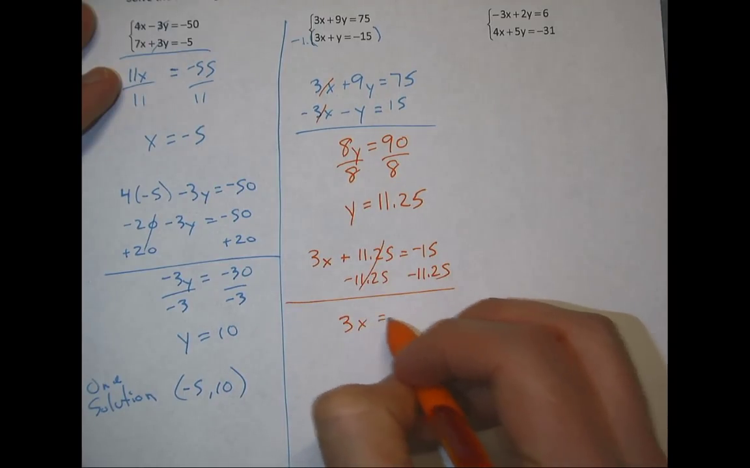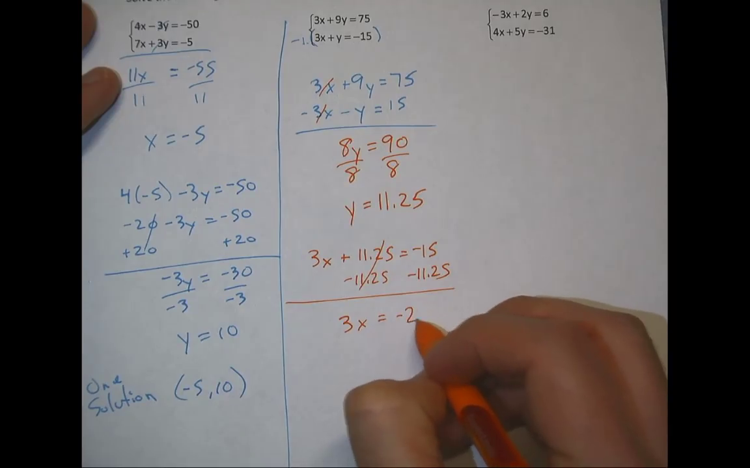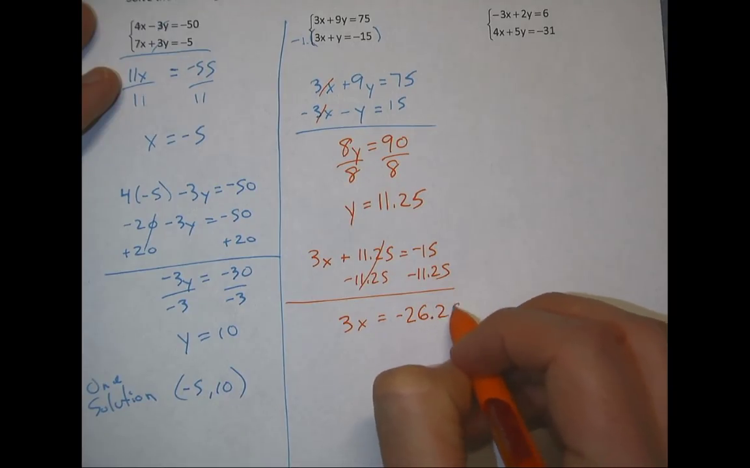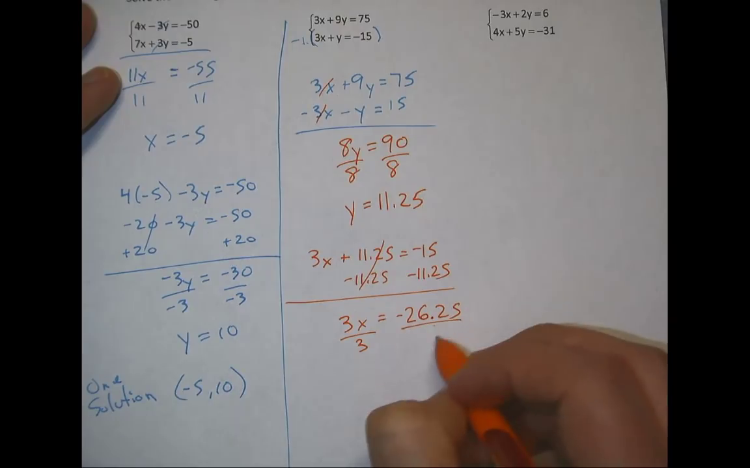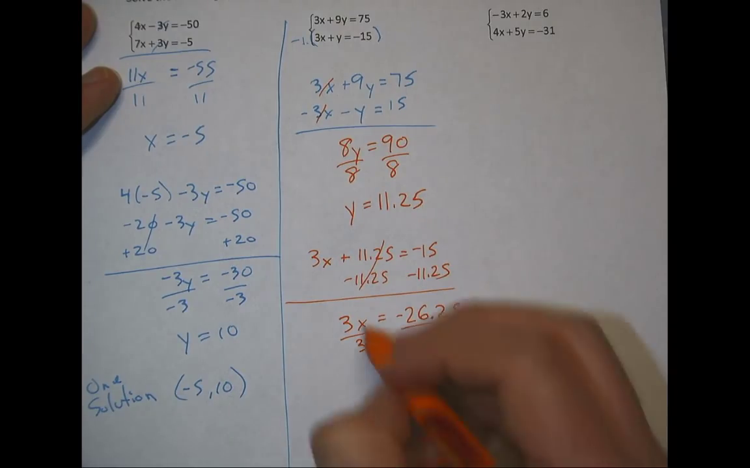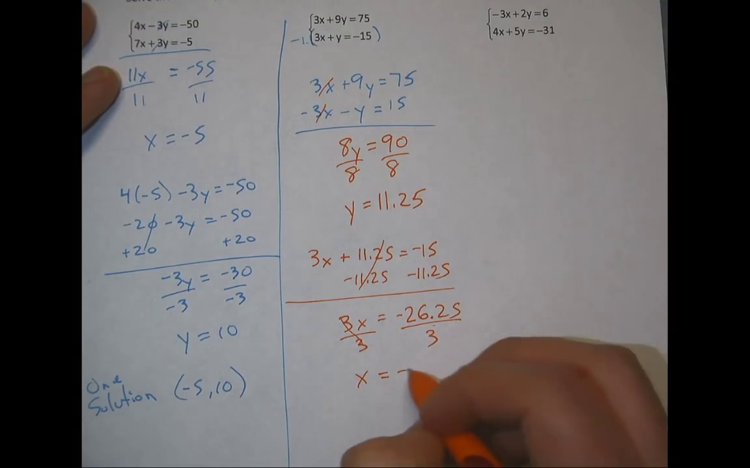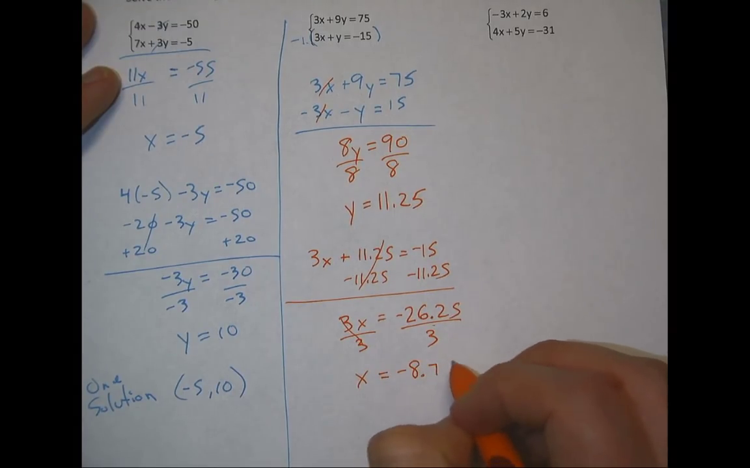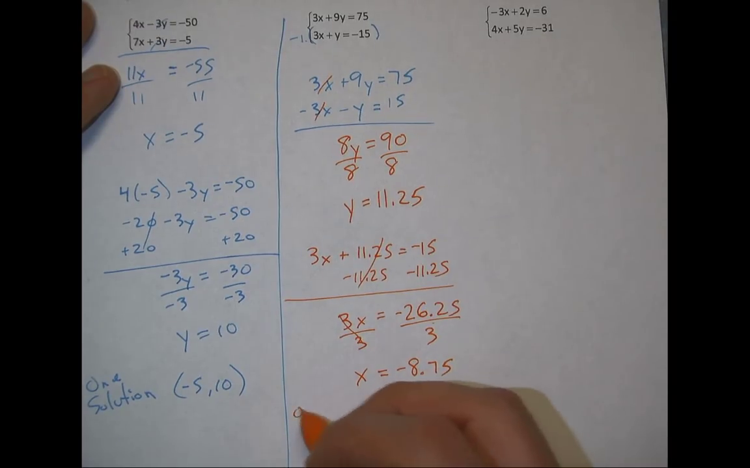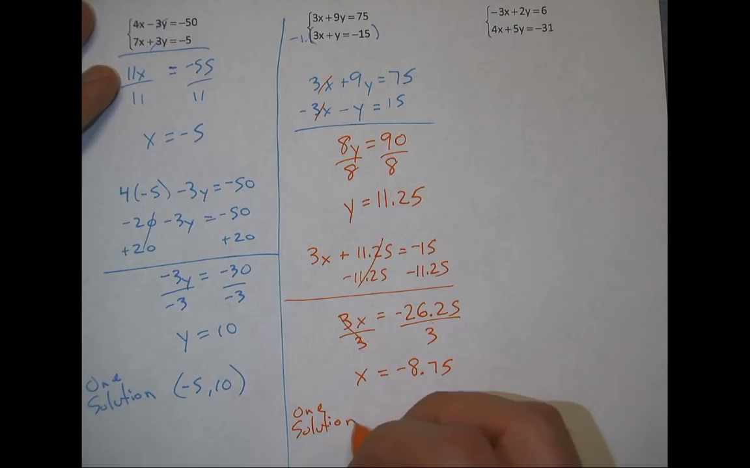So 3x equals, that's negative 26.25, divide by 3. And x equals negative 8.75. So I have one solution. I'm going to list it as an ordered pair with the x first. So negative 8.75 and 11.25.